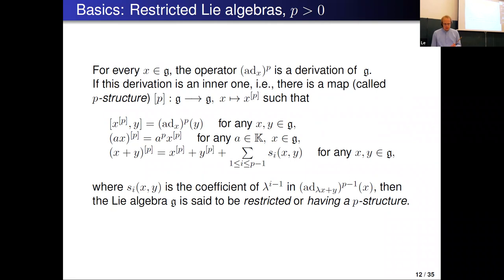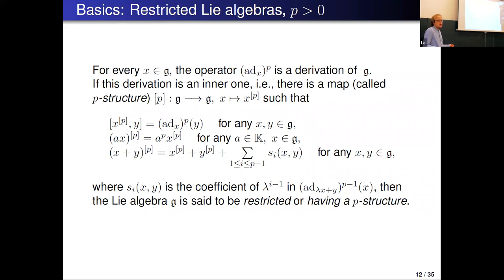Pasha was speaking about these a few months ago. It's a notion that is very useful in positive characteristic. So we should have a map called the p-structure, which satisfies the following conditions. Basically, you want the p-structure to behave like the p-th power of the adjoint action, and it should satisfy some nice conditions with respect to multiplication by the ground field and taking sums. And when you have a p-structure, such a Lie algebra is called restricted, and it is much easier, for example, to study their representations.